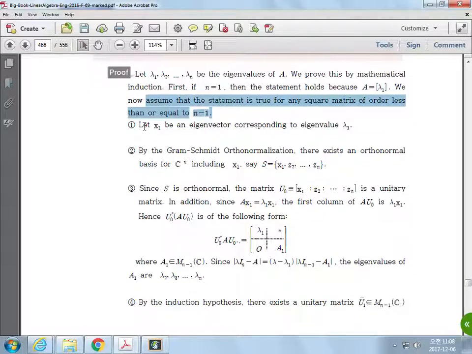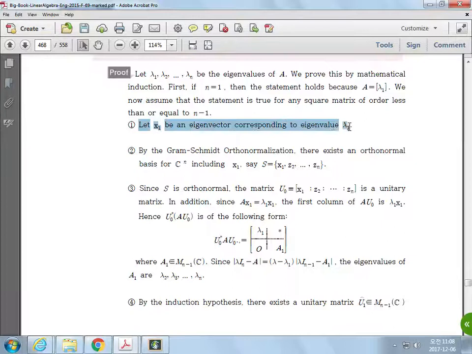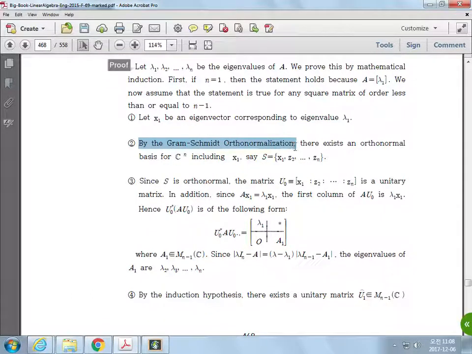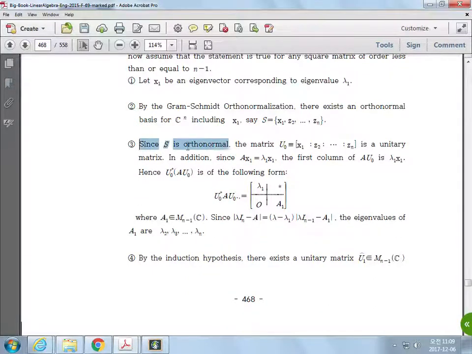So with this induction assumption, we start with x1, which is an eigenvector corresponding to eigenvalue lambda 1. Then by the Gram-Schmidt orthonormalization process, we can find an orthonormal basis for Cn, including x1. So we say it is S, which starts from x1 with the g_i's. Since S is also orthonormal, the matrix U0, whose column vectors are this vector x1 and g2 to gn, is a unitary matrix. If you think about U0 star AU0, then it can be written in this way.